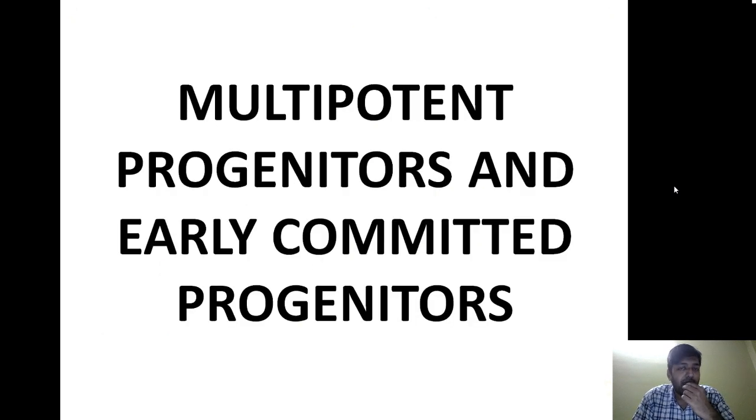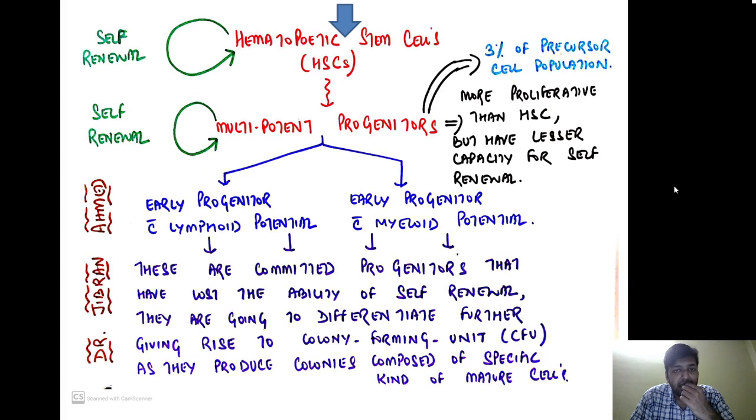Now after the hematopoietic stem cells come the multipotent progenitors and early committed progenitors. Let us look at what they are. These hematopoietic stem cells differentiate and form multipotent progenitors. What are the features of multipotent progenitors? They form 3% of the precursor or primitive cell population. And how are they different from the hematopoietic stem cells? They are more proliferative than the hematopoietic stem cells, but they have lesser capacity for self-renewal. Mark my words: they are more proliferative, but their capacity for self-renewal is less.